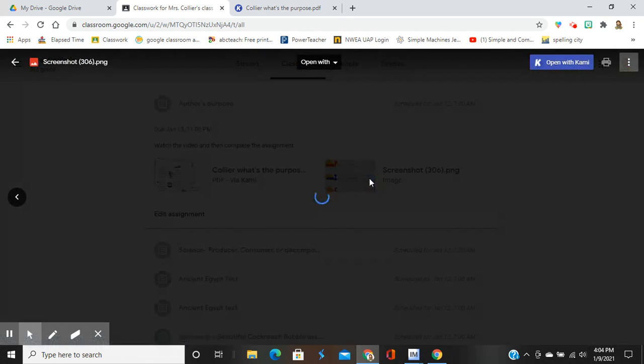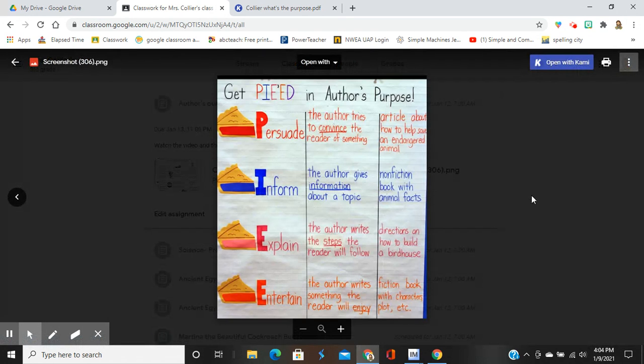So first I'm going to bring up this image that I had found that I like as a good explanation for author's purpose. So in third grade, we're going to have 4 different purposes that we talk about for reasons an author writes. So when it says author's purpose, it's the reason the author wrote.